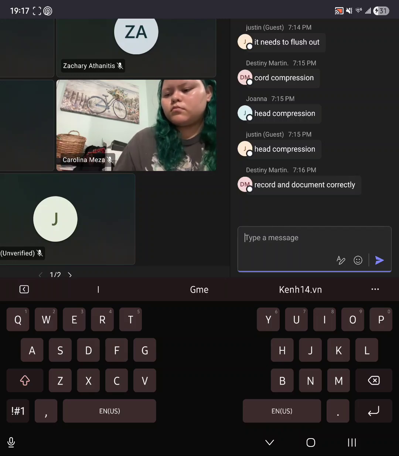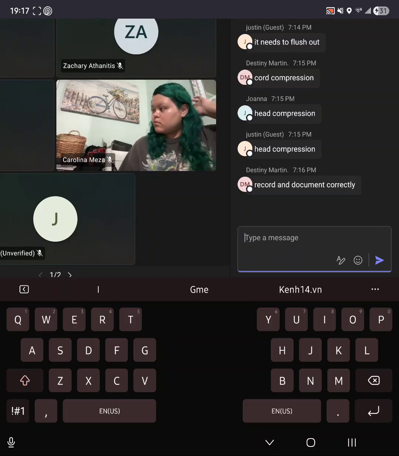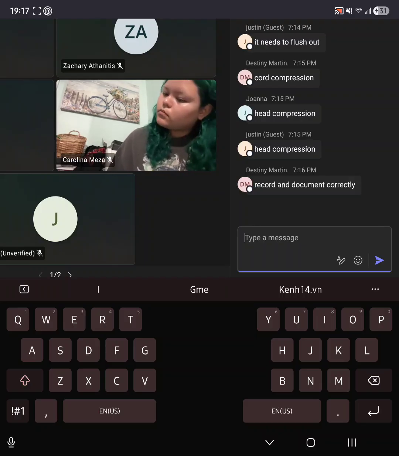So P goes with L, right? So I have late decels. So I have to worry about possible prolapsed cord. So what do I do if my mom has a possible prolapsed cord?